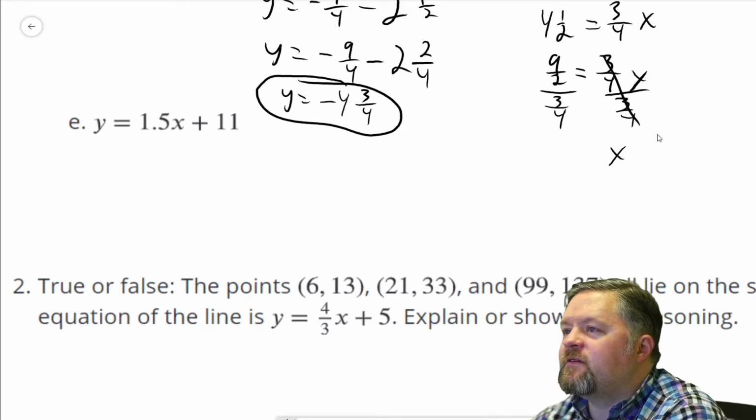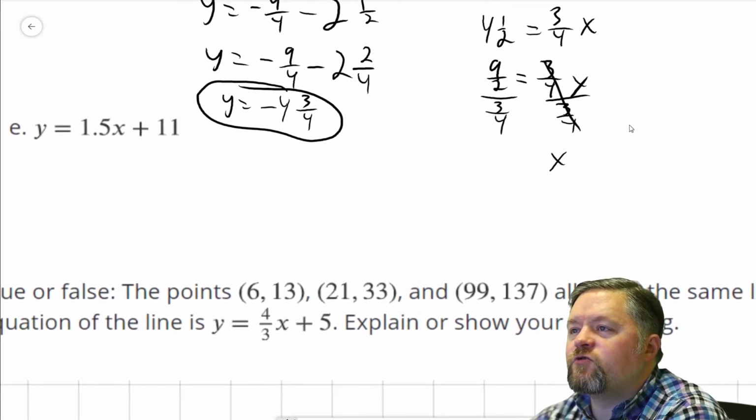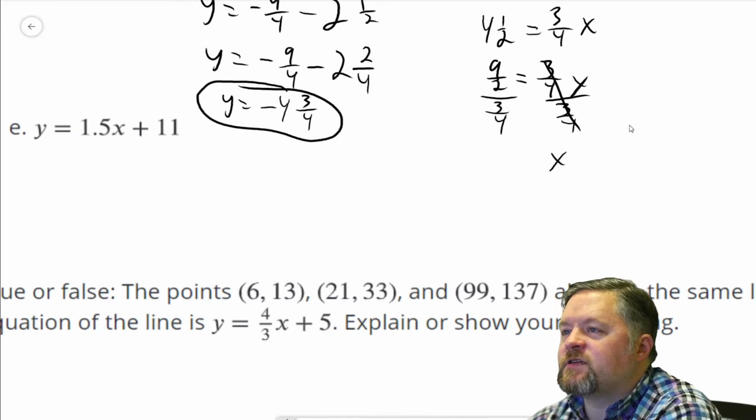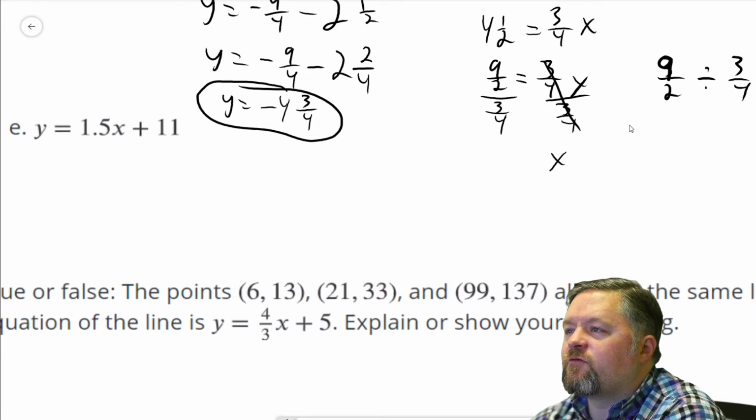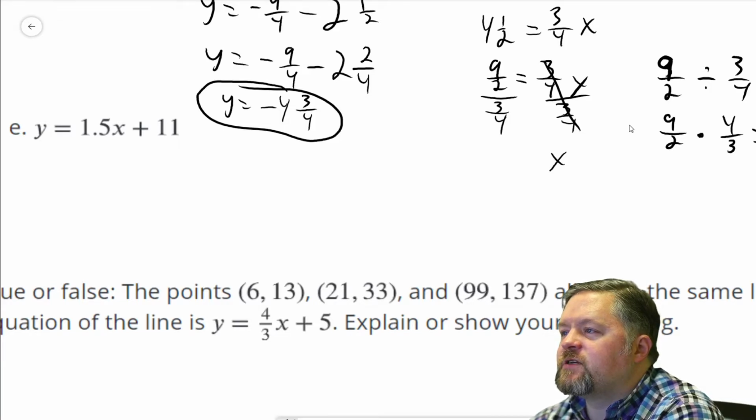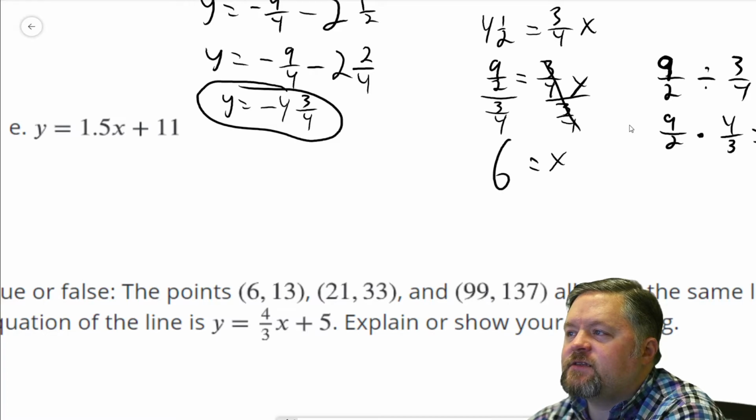But we need to figure out what 9/2 divided by 3/4 is. 9/2 divided by 3/4 is 9/2 times 4/3. 4 times 9 is 36. 2 times 3 is 6. 36 divided by 6 is 6.